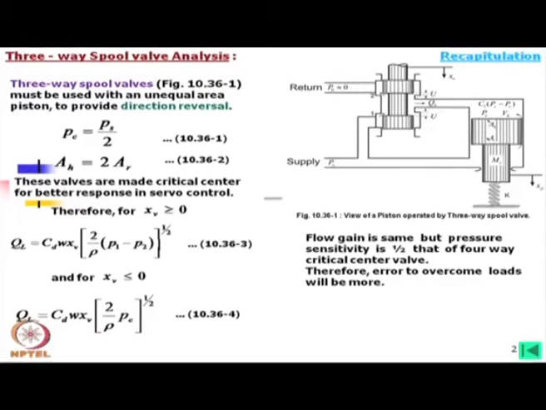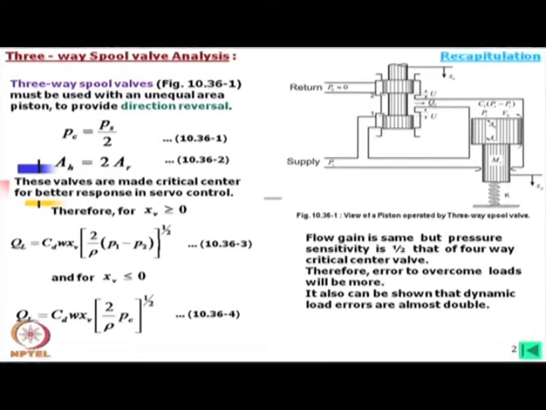Then why the 3-way valve? First of all, it is very less expensive and quick control can be achieved by this 3-way valve arrangement. However, for the control, we have to look into this error. It also can be shown that dynamic load errors are almost double in comparison to the 4-way center valve. That limits the application of 3-way servo valves. This means that we need to control the error. There is no way that we will allow the error.